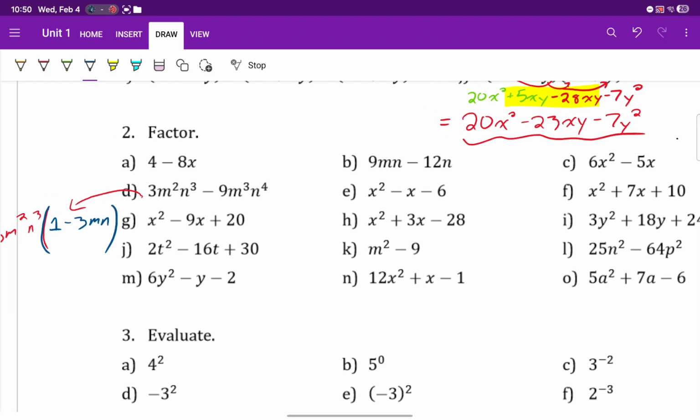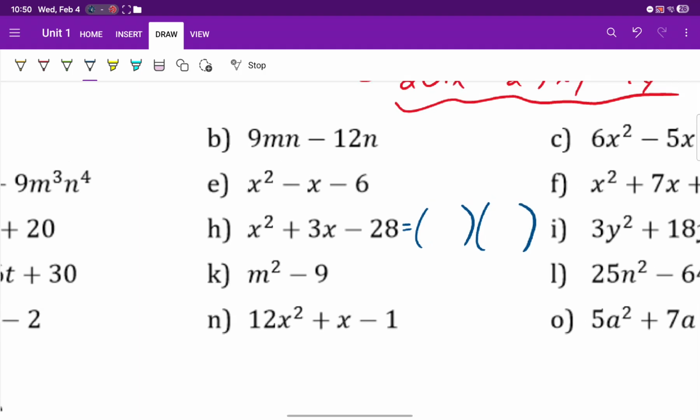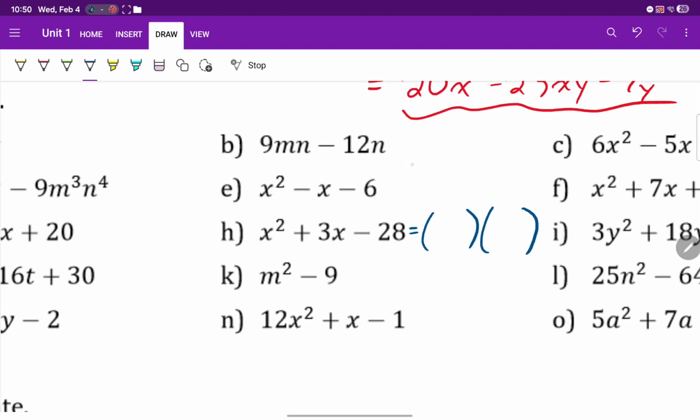You also have a couple different types of factoring. So you have a simple trinomial where you're just looking for two numbers that multiply to -28 and add to 3. So I'm thinking like 7 and -4. When I do 7 minus 4, that does equal 3. That's perfect. So that's going to be x plus 7 and x minus 4. That's what that factored form looks like.